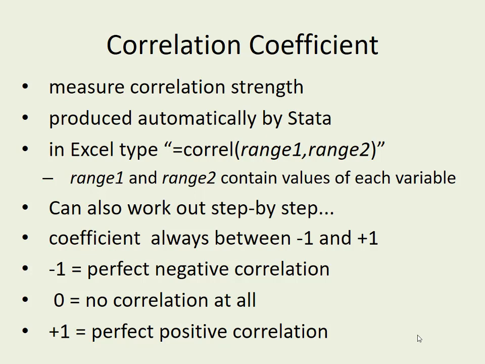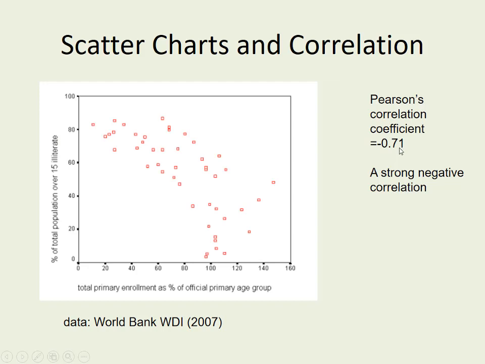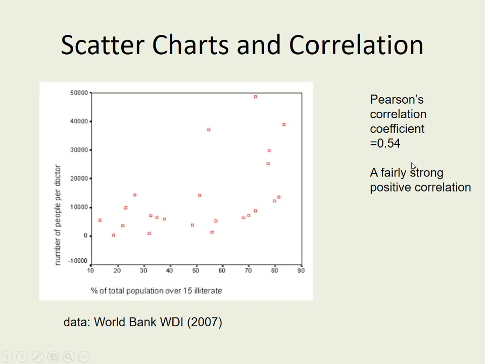So if we apply that, we can now put a number on it. So the strong positive correlation came out as 0.79 positive. The strong negative correlation came out as negative 0.71. So strength is almost exactly the same, 0.7 something. But this one's negative, hence the minus. And this one was positive again, but 0.54 because it's not as strong, fairly strong and positive.